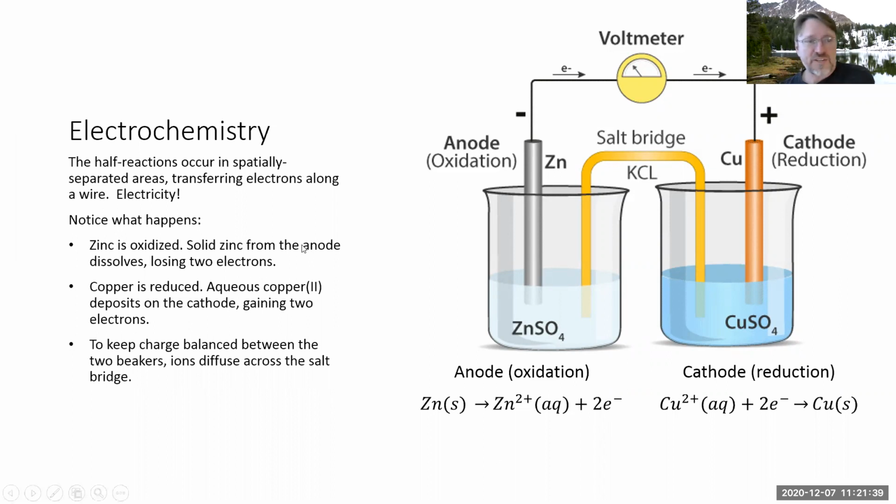Now, so let's look at what's happening in this particular case. On the left-hand side, we have the oxidation half reaction. We have zinc going to zinc 2+ plus 2 electrons.